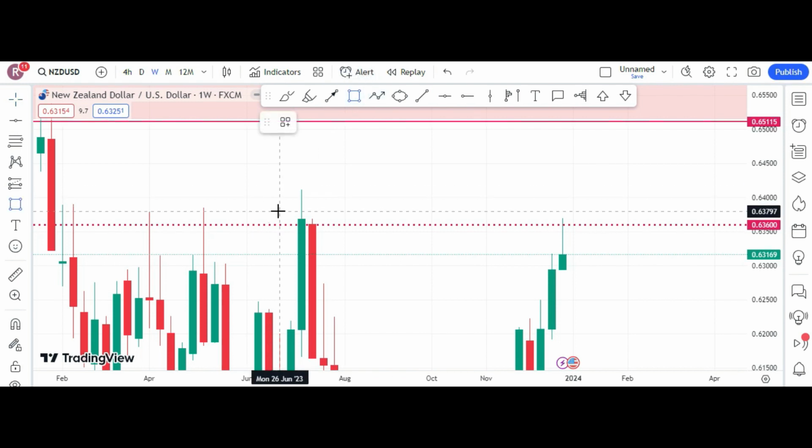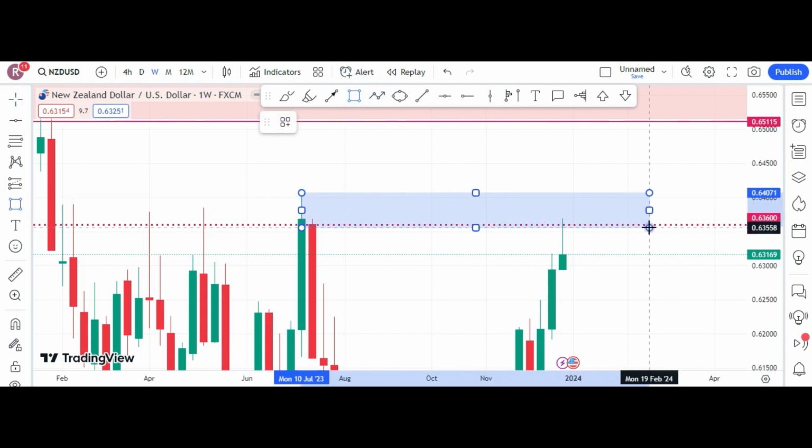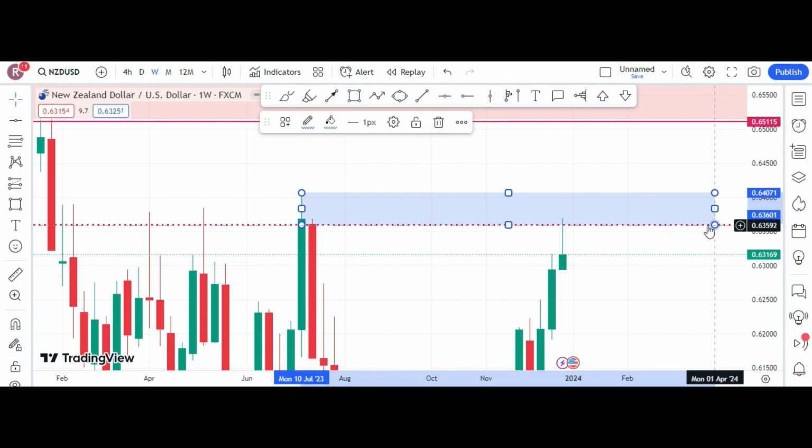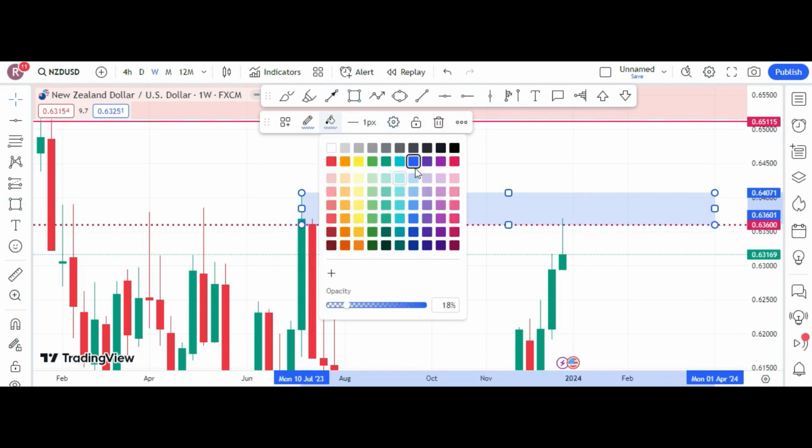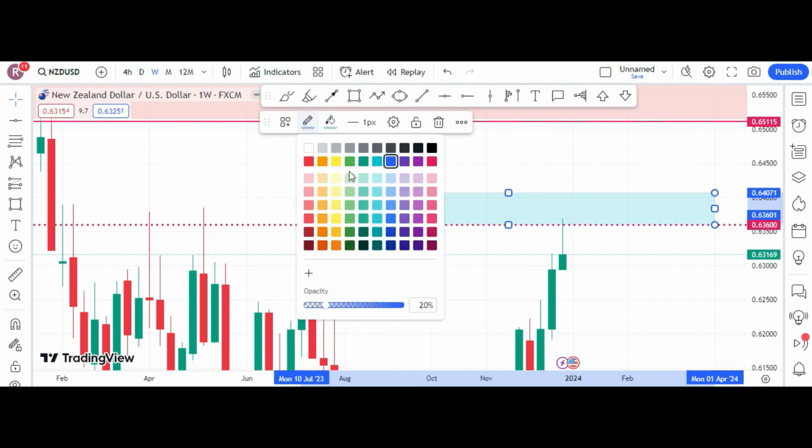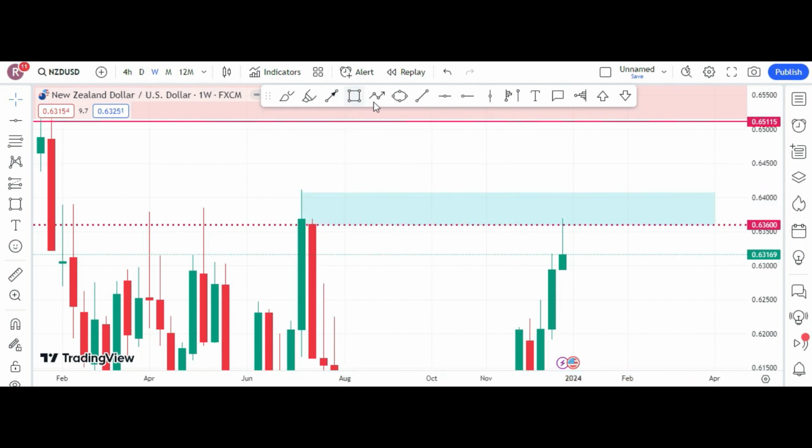So we can draw it in weekly. This is the market depth we should consider, and here we got it in weekly also. Okay, so this is weekly we got.